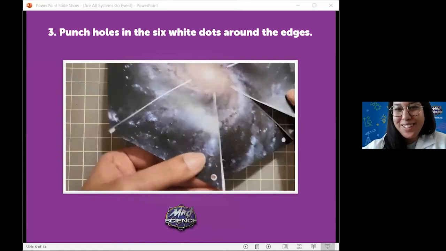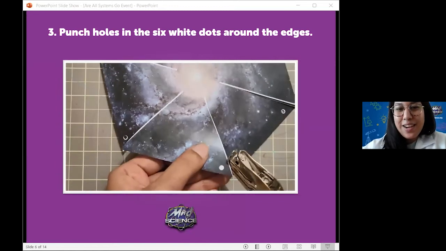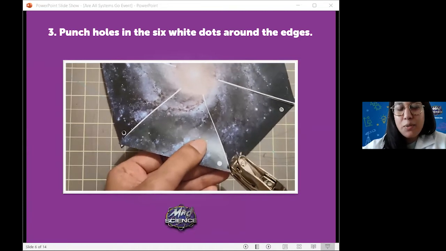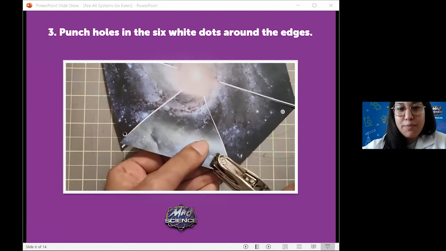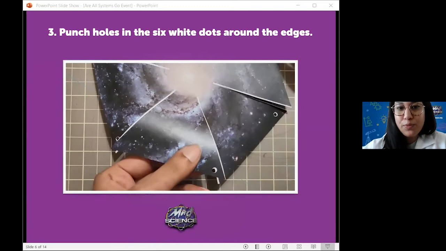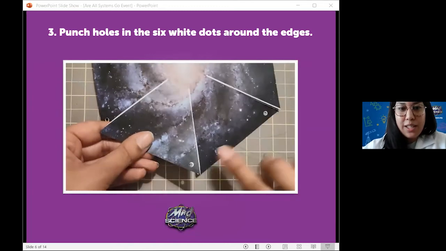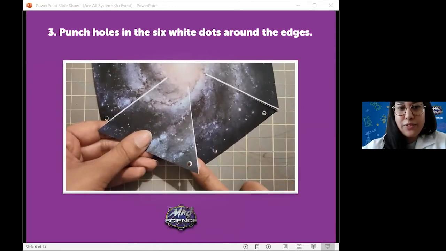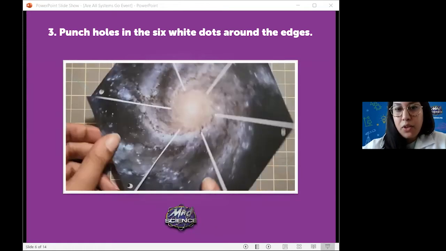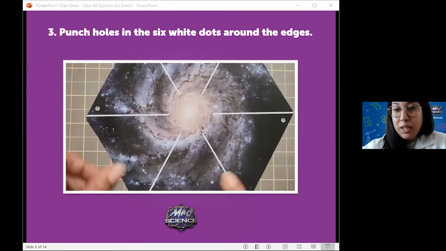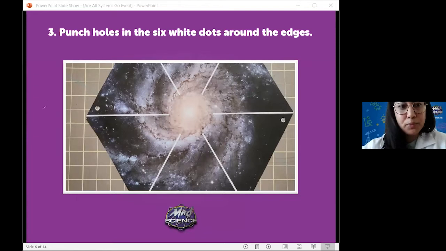Thank you. So you can see here, I'm punching holes in all the white spaces. There's 6 of them. You can see that they're see-through. So if you don't have a hole puncher, you can maybe use a pencil, but make sure that you're safe with your pencil and poke away from your body and your face, or ask a grown-up to help you.